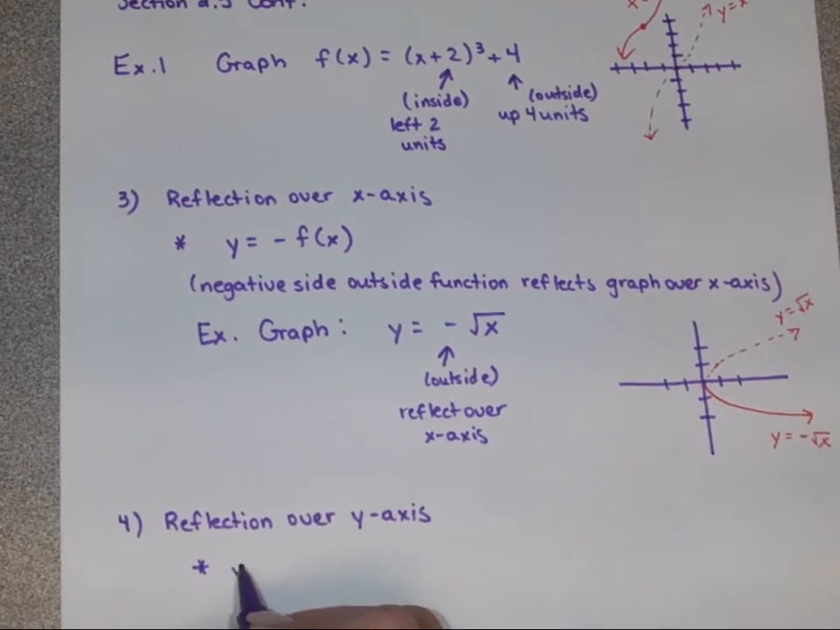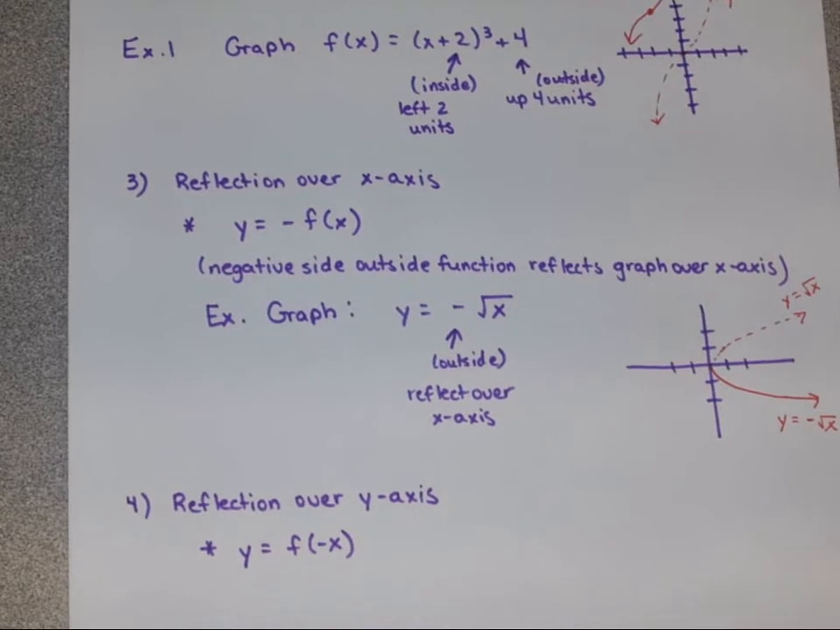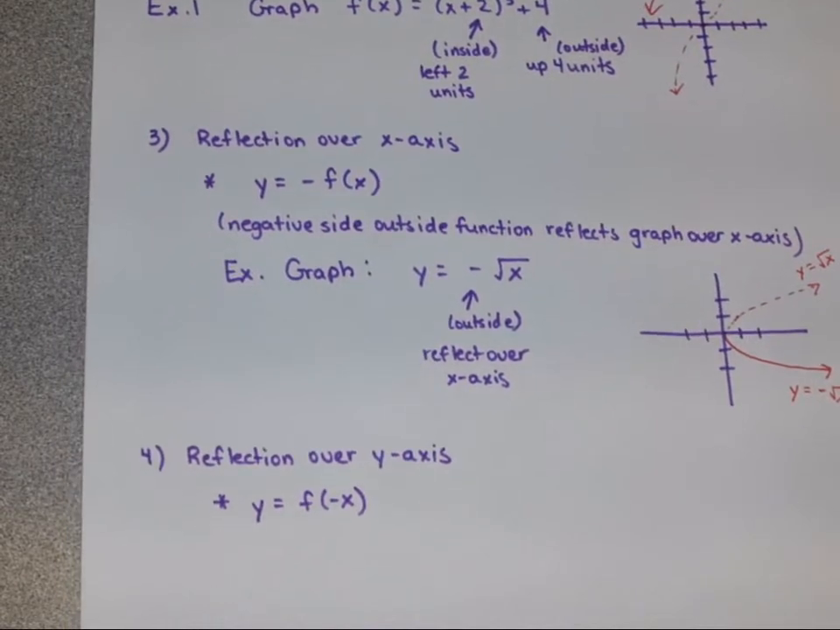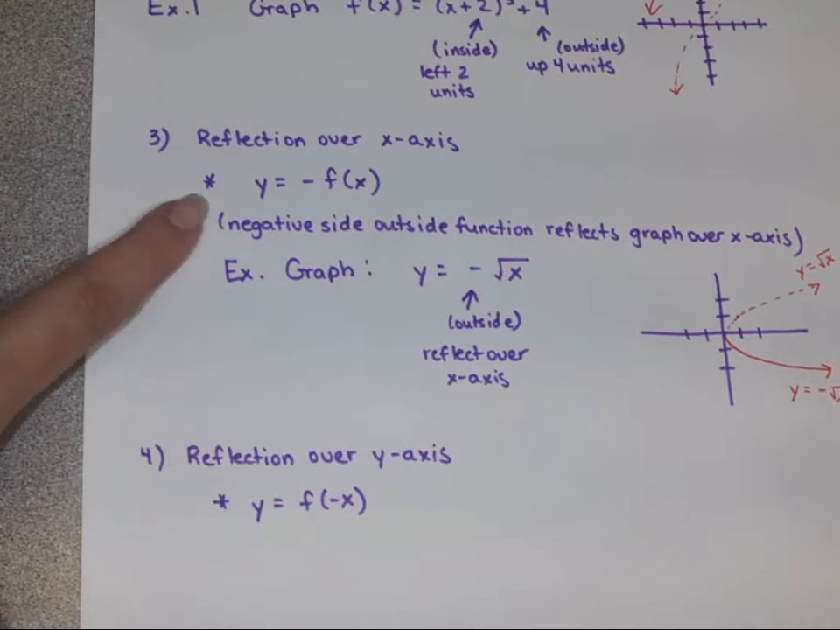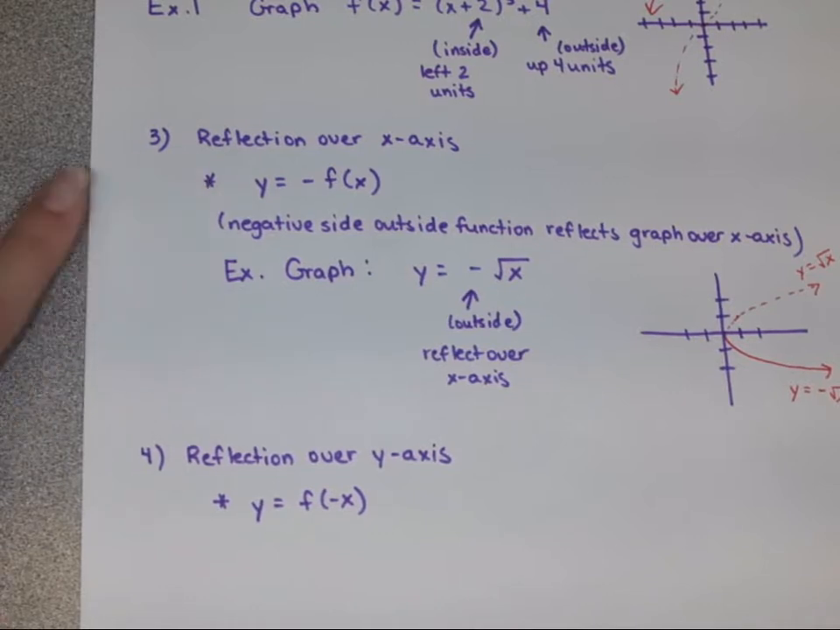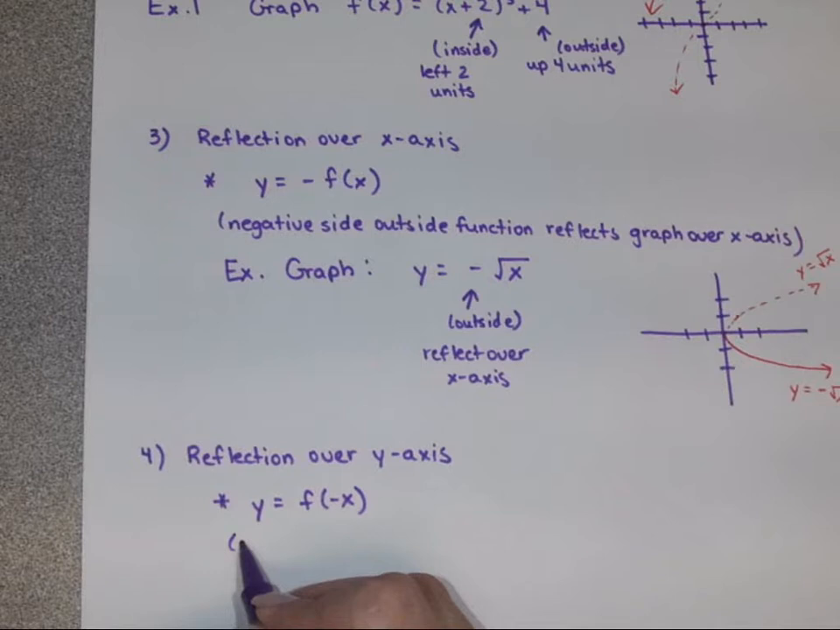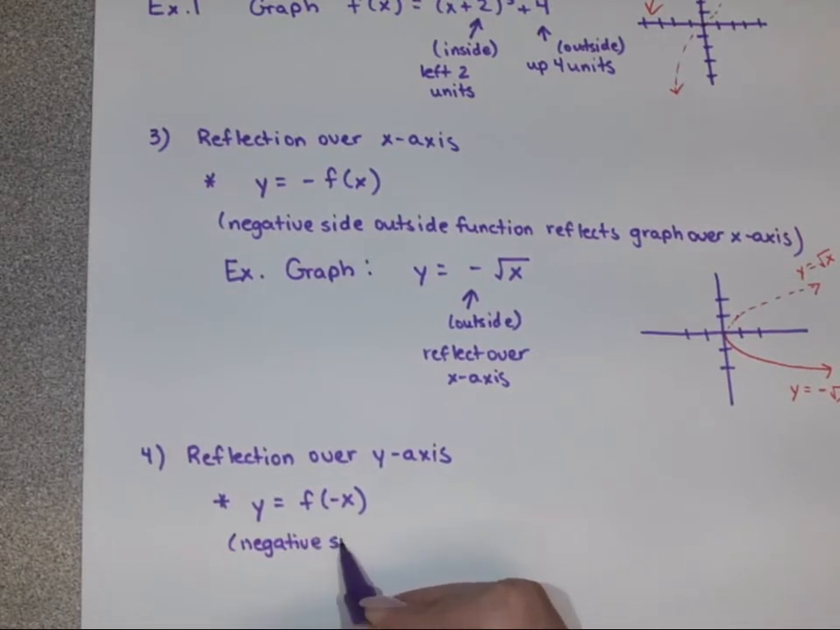So let's talk about how you'll know to do this and how it's different looking from the reflection over the x-axis equation. So what do you notice? There's still a negative sign, but what do you notice about it that's different than it was up here? It's on the inside, right? So when there's a negative sign inside the function, it's trying to tell you to flip it across the y-axis instead.